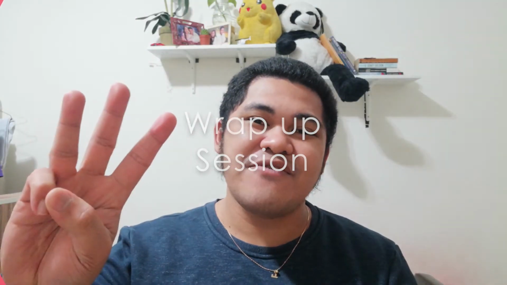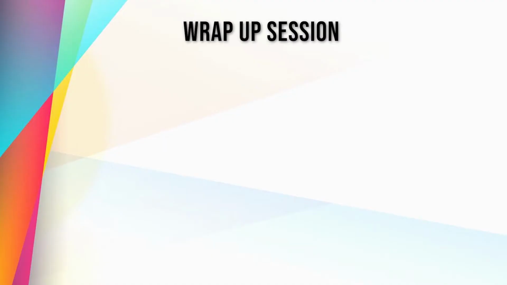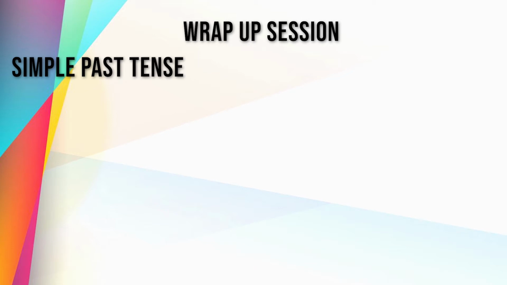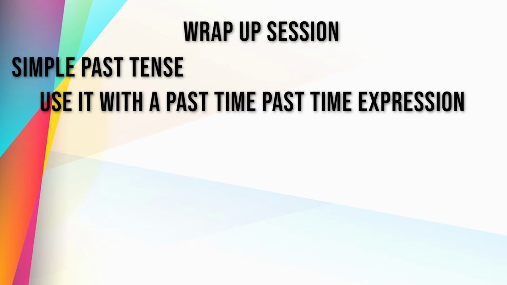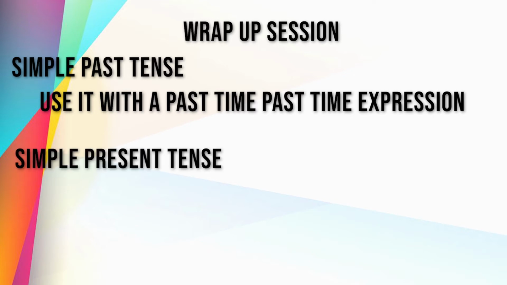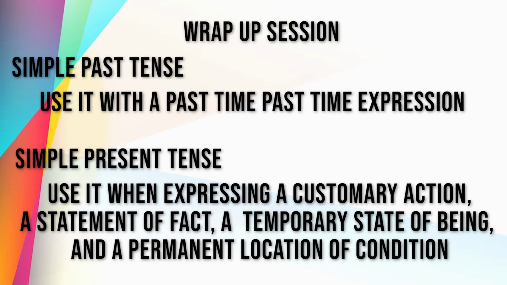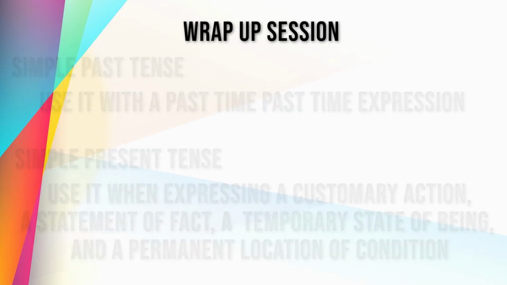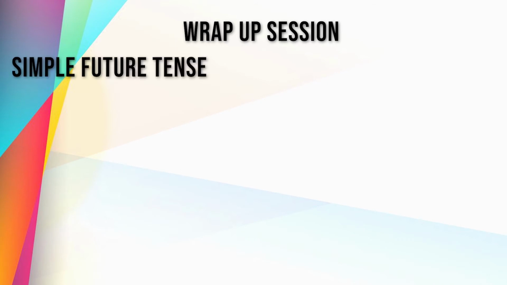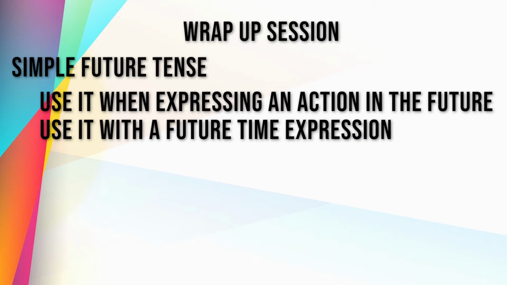But of course, before we end this discussion, let's do a wrap up like we always do. Here are the 3 verb tenses in the simple aspect. Number 1. The simple aspect in the past tense, or simple past tense, we use it with a past time expression. Number 2. The simple aspect in the present tense, we use this when we want to express a fact, a state of being, a customary, regular, or habitual action, and a permanent location or condition. And the last verb form for this video is the simple aspect in the future tense, or also called the simple future tense. We use this when we want to express an action that is set or yet to happen in the future time.